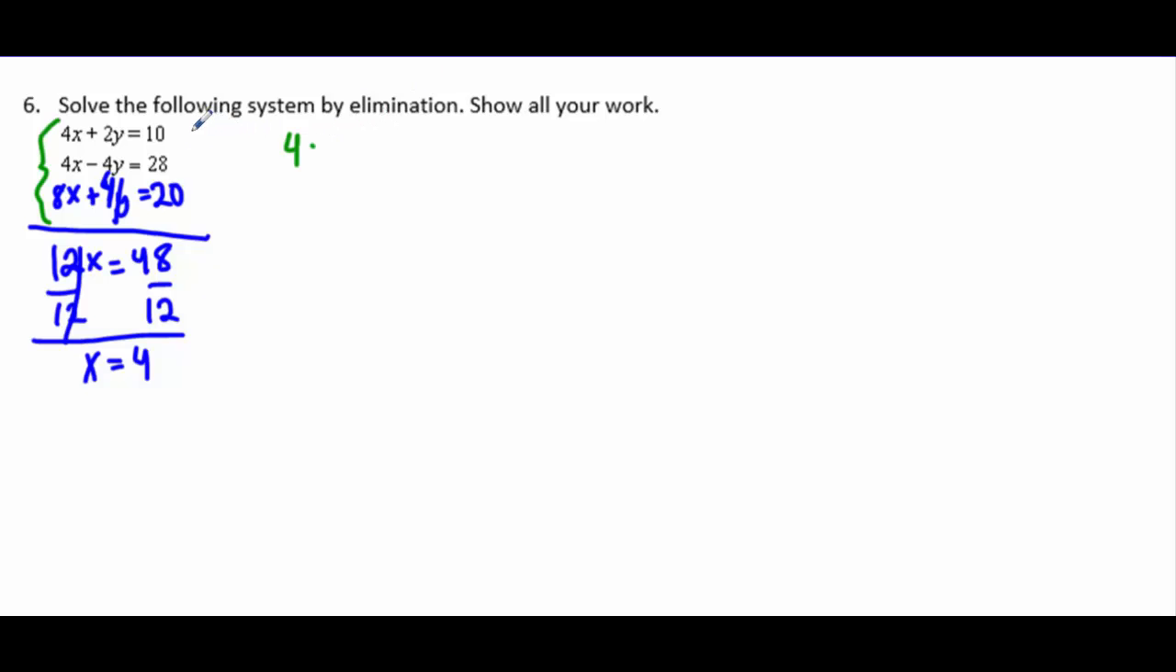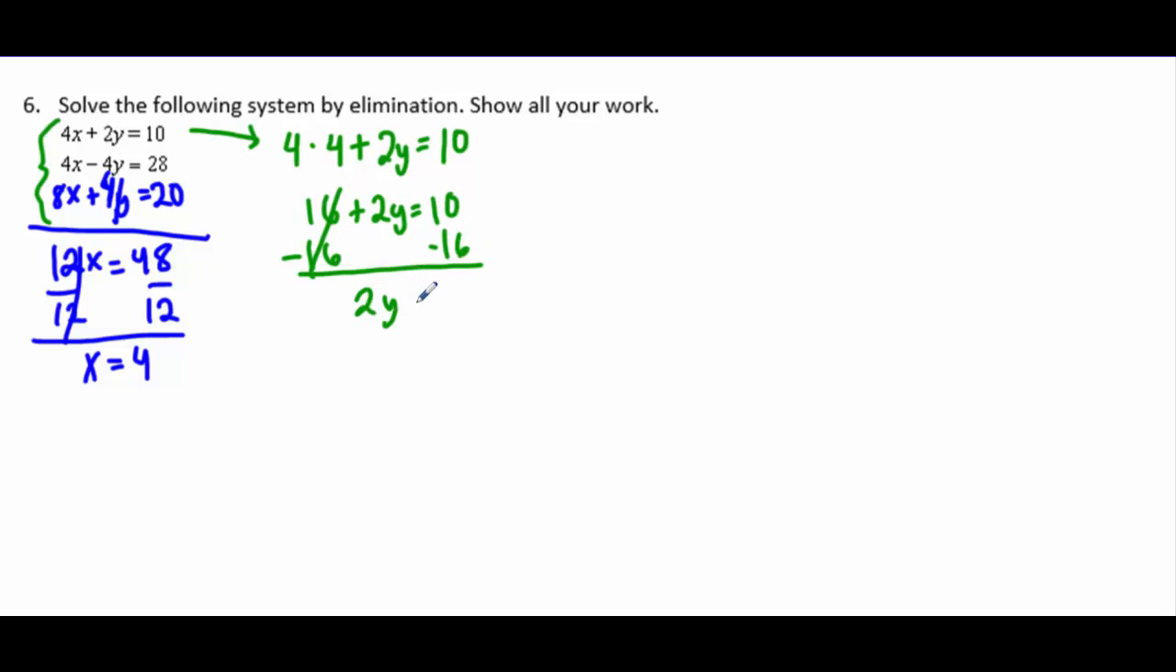I'm going to plug it into the first one, so 4 times 4 plus 2y equals 10. 4 times 4 is 16. Then we're going to subtract 16 from both sides and get 2y equals -6. Divide by 2. y equals -3. And so x is 4, y is -3.